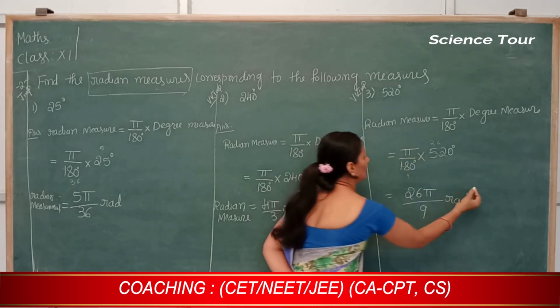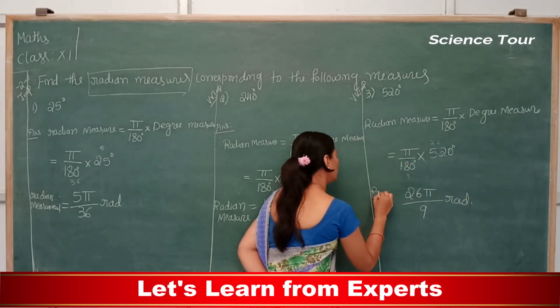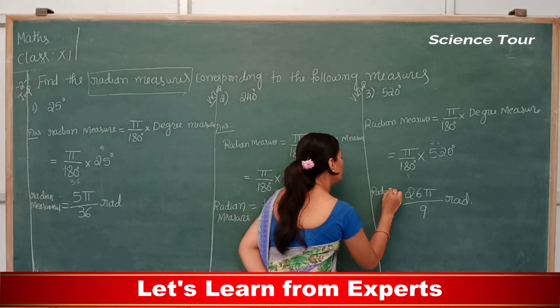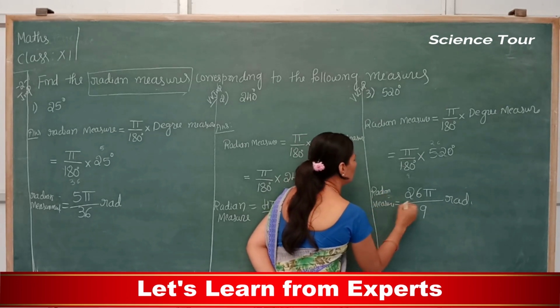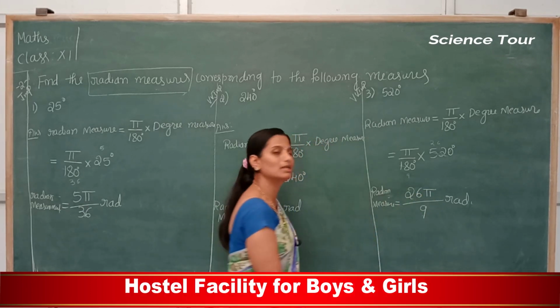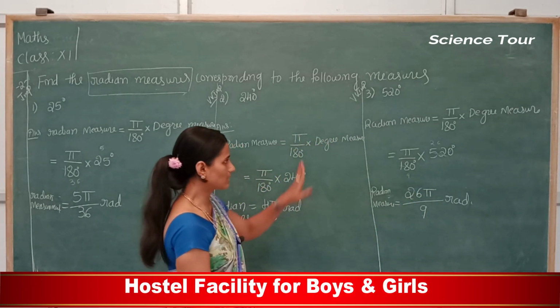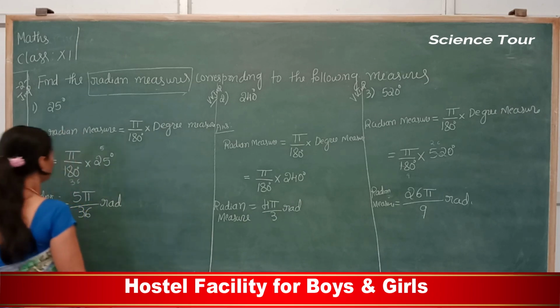It is radian. So therefore radian measure is equal to 26 pi by 9 radian. So this conversion is important.